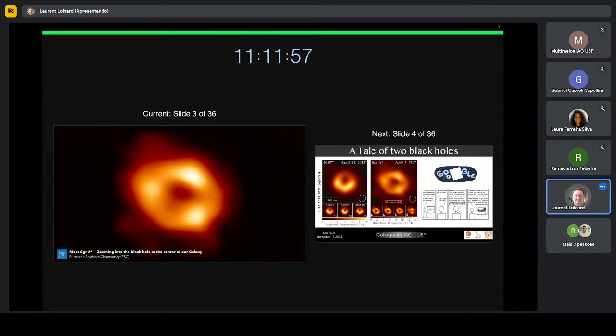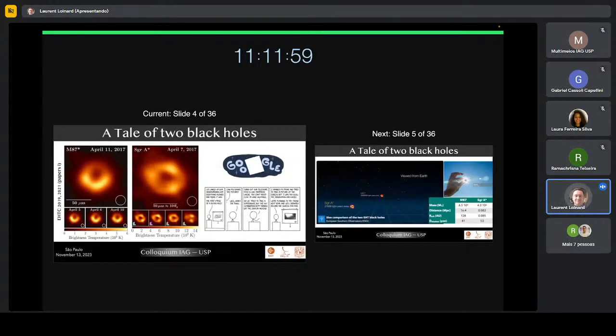Just before we start, and that's pretty much all I will say about Sag A star, these are the two images. This one was published in 2019 and 2021, the polarization part. And in fact, last week, the second part of the polarization, I will speak to that a little bit at the end of the talk. And this is the image of Sag A star.